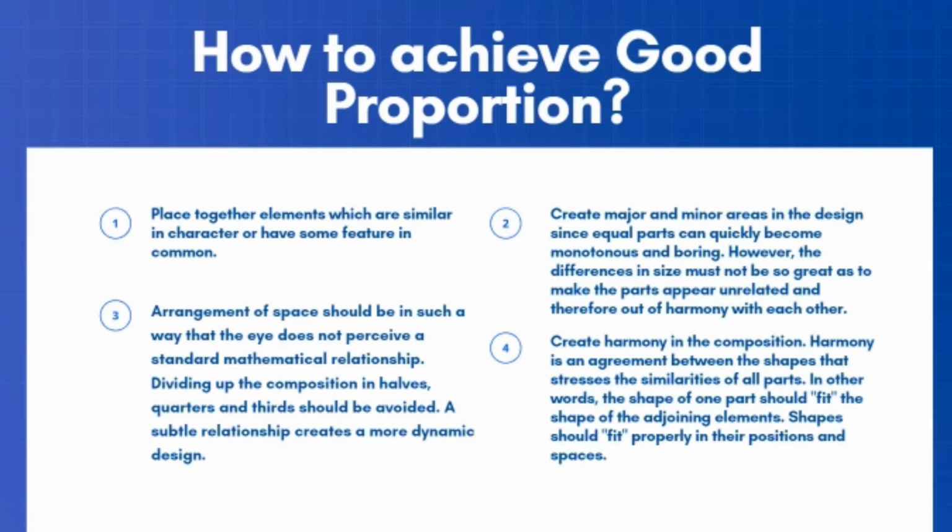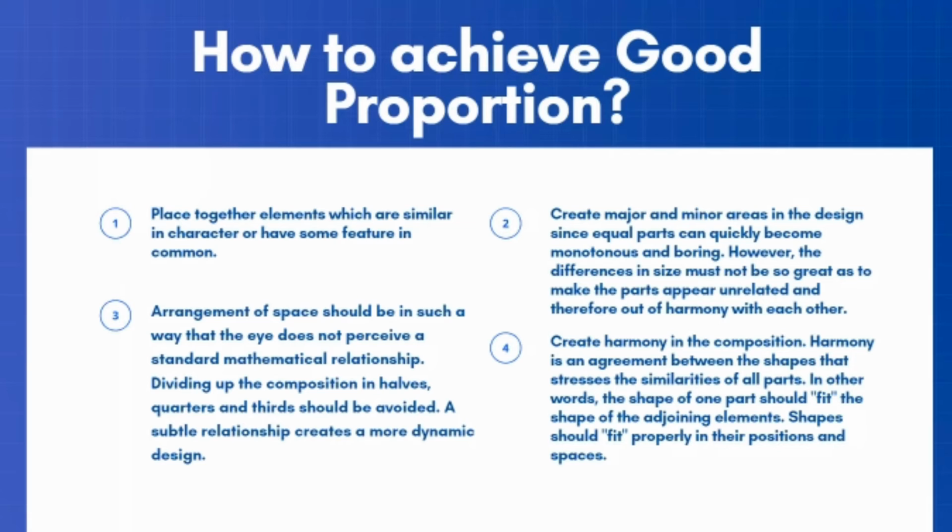Three: arrangement of space should be in such a way that the eye does not perceive a standard mathematical relationship. Dividing up a composition in halves, quarters, and thirds should be avoided. A subtle relationship creates a more dynamic design.